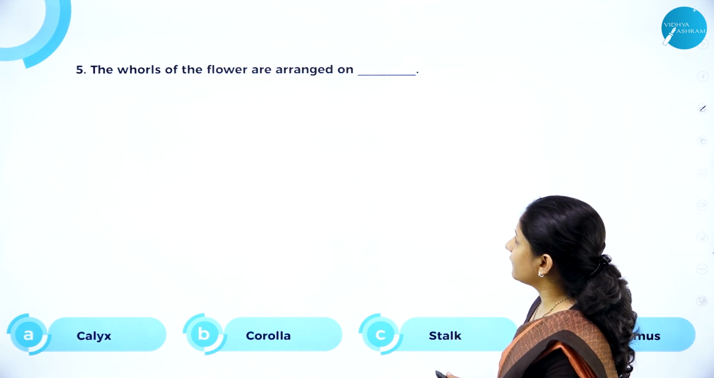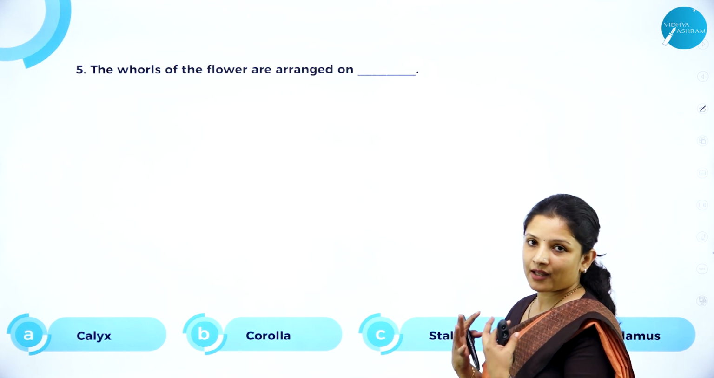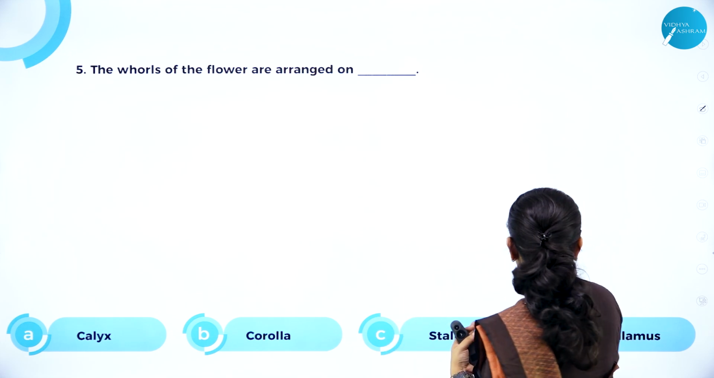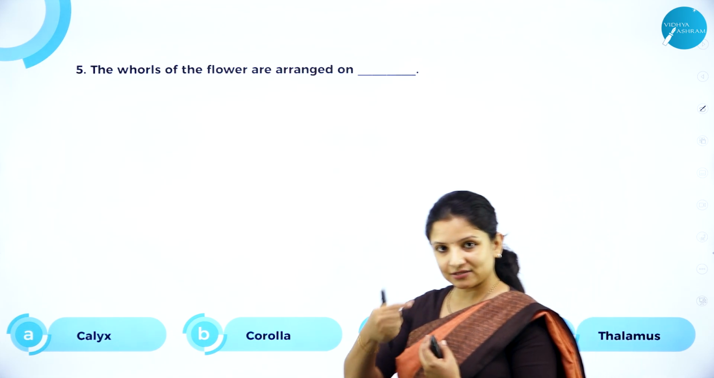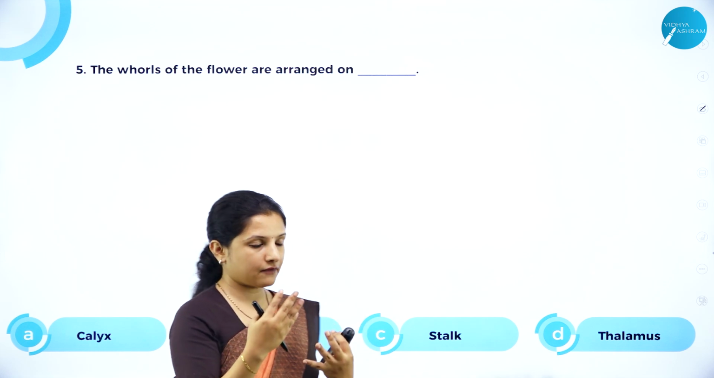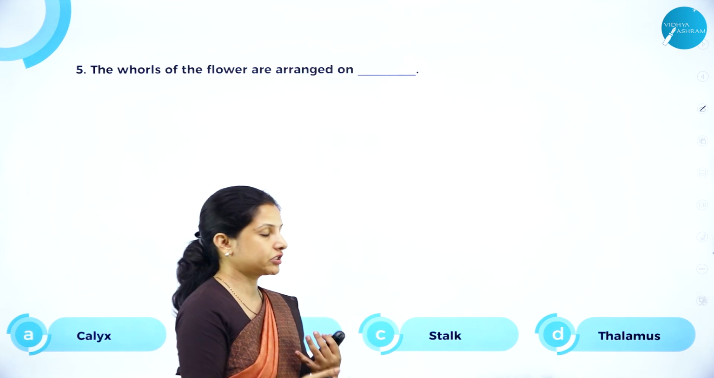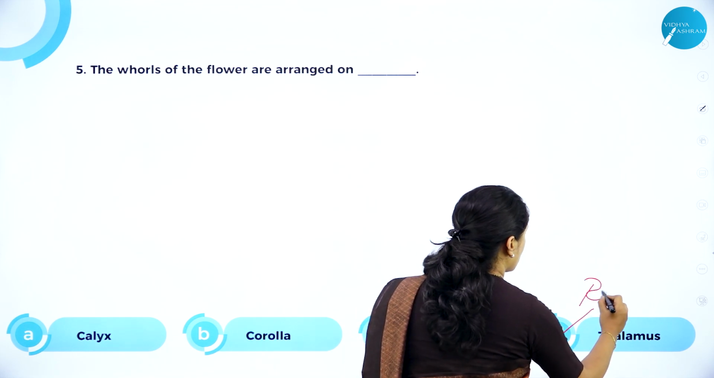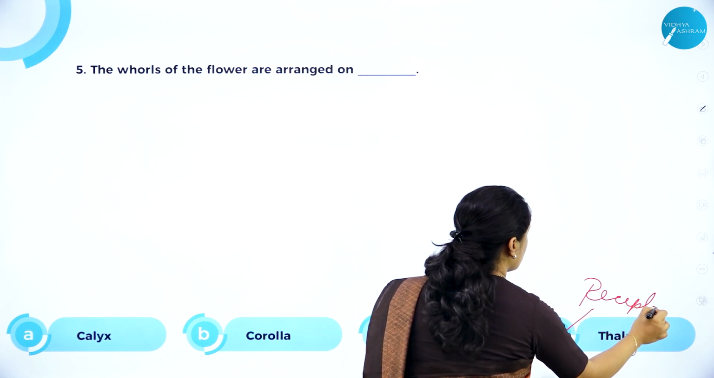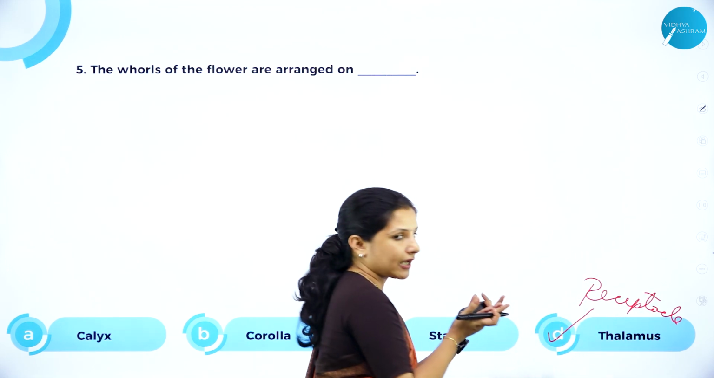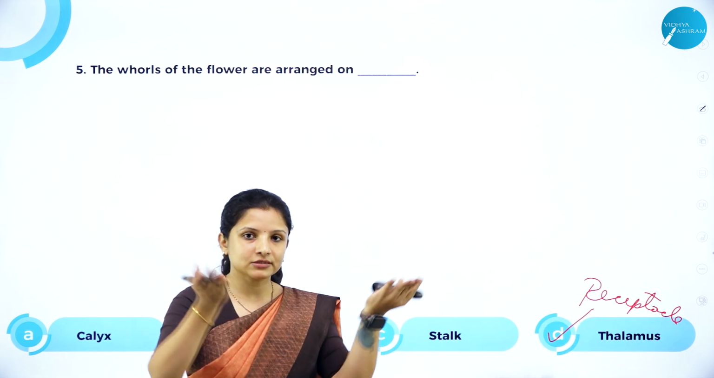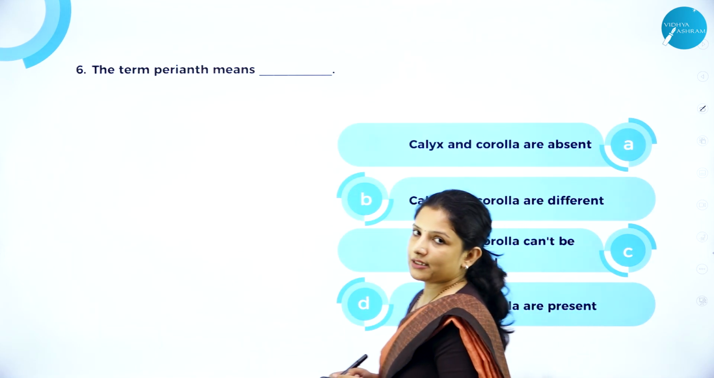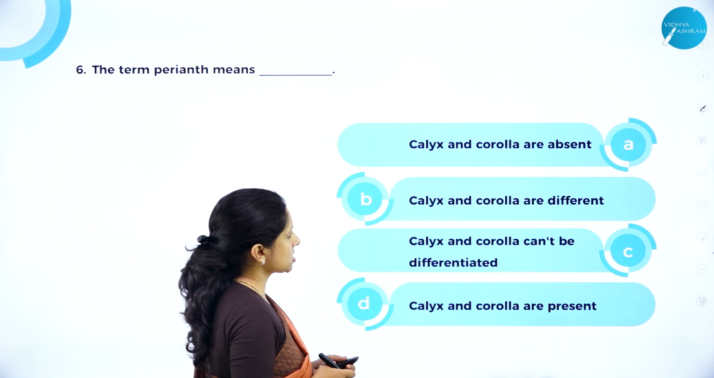The whorls of the flower are arranged on... where are they arranged on? Don't get confused here. Calyx is a whorl, corolla is a whorl, and stalk is the pedicel of the flower which holds the flower, which connects the flower with that of the stem. The right answer here is thalamus, or they can also give the option as receptacle because both are one and the same. So it is the receptacle, and on that receptacle all the whorls of the flowers are arranged.